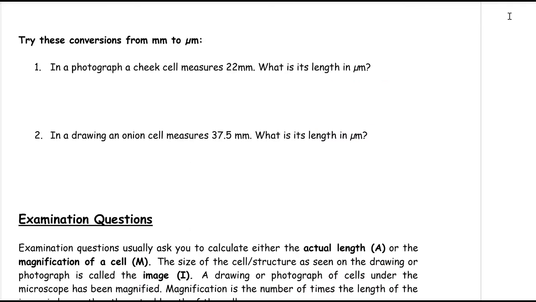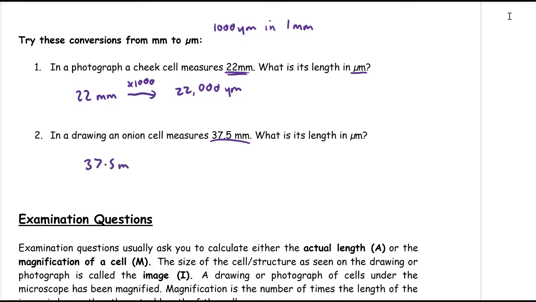Now, let's look at a few little conversions. So remember, there is 1000 micrometers in 1 millimeter. So if we've measured a photograph and it's 22 millimeters, how many micrometers are in that? Multiply it by 1000 is 22,000 micrometers. In a drawing, an onion cell measures 37.5 millimeters. Times it by 1000, it should be that.